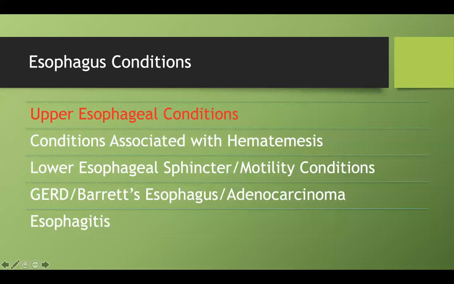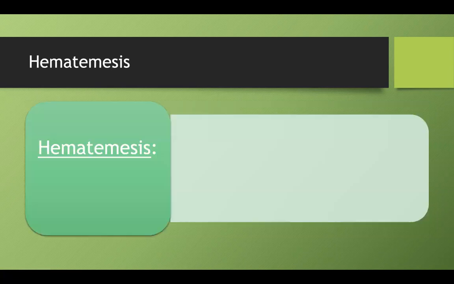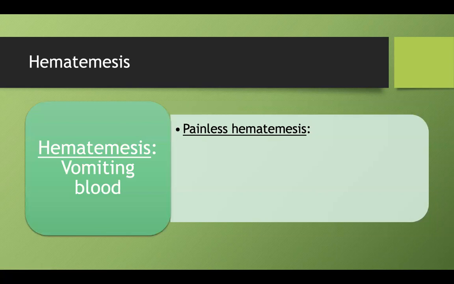So that covers the upper esophageal conditions. Let's talk about a few conditions that are associated with hematemesis, or vomiting of blood. When you see vomiting blood on a test, there's not too many things they're going to try to test you on for Step 1, especially. So I want you to subdivide it between painless and painful hematemesis.